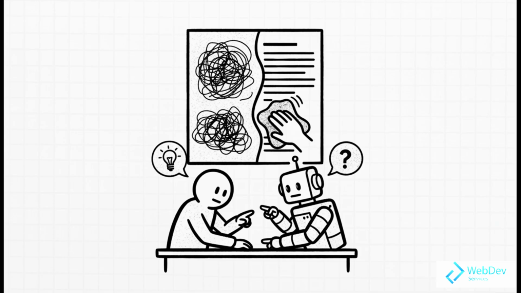Polishing. Look, the AI's first draft is almost never going to be perfect. This is where you have to switch hats. You stop being a commander just barking orders, and you become a collaborator, guiding the AI with your feedback to get that script just right.